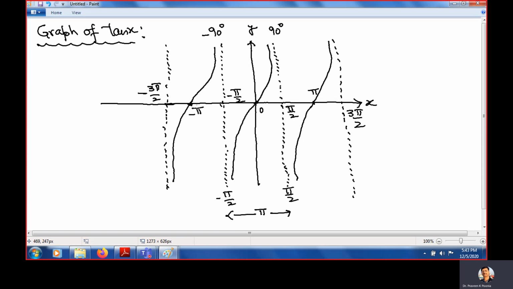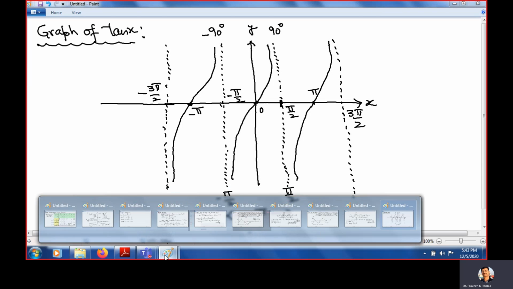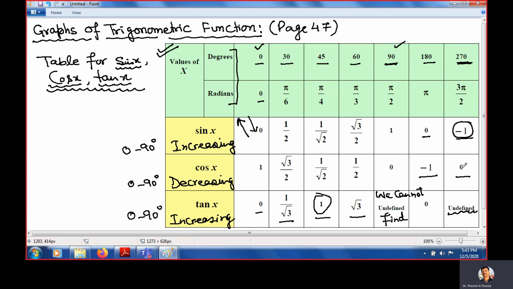So this is the graph of tan x. Means how to draw the graph of tan x. Clear? So the range, look here. Pi by 2 is not included in the domain because, if you see the first table, you will find at 90 degrees the value is not defined. So in the domain, 90 degrees means pi by 2, we will not include.